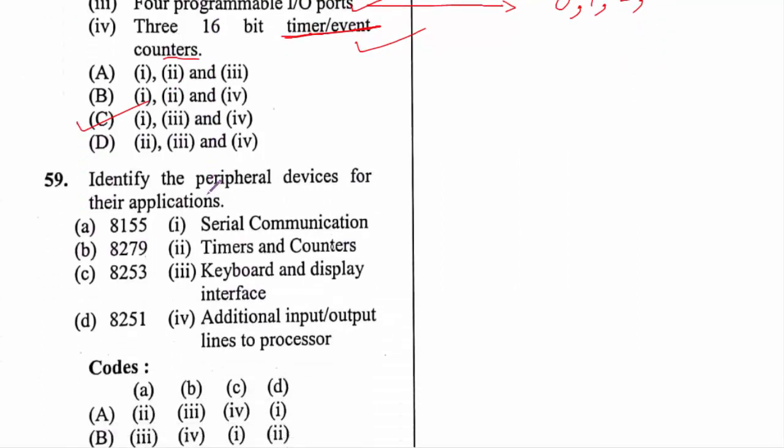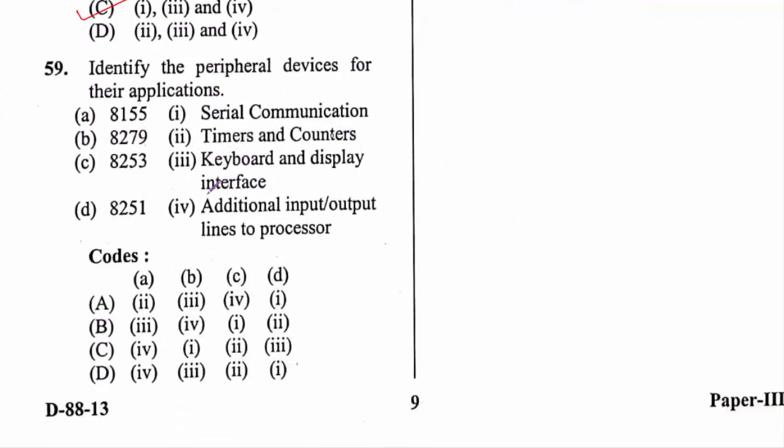59th question. Identify the peripheral device for their application. So this kind of questions are very much tricky questions. 8279. This 8279 is for keyboard and display interface. 8155 is for timers and counters. 8253 is for additional input output lines to process.